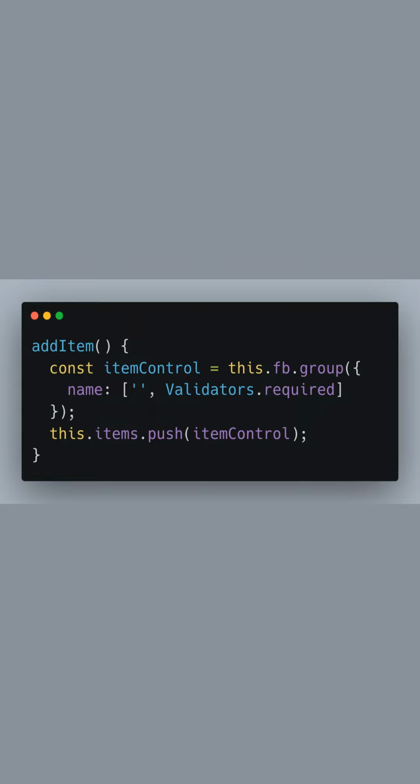The addItem method creates a new form group representing a single item in our form array. It contains a form control for name, which is initialized with an empty string and marked as required using Validators.required. We then push this form group onto our items form array, adding a new field to our form.